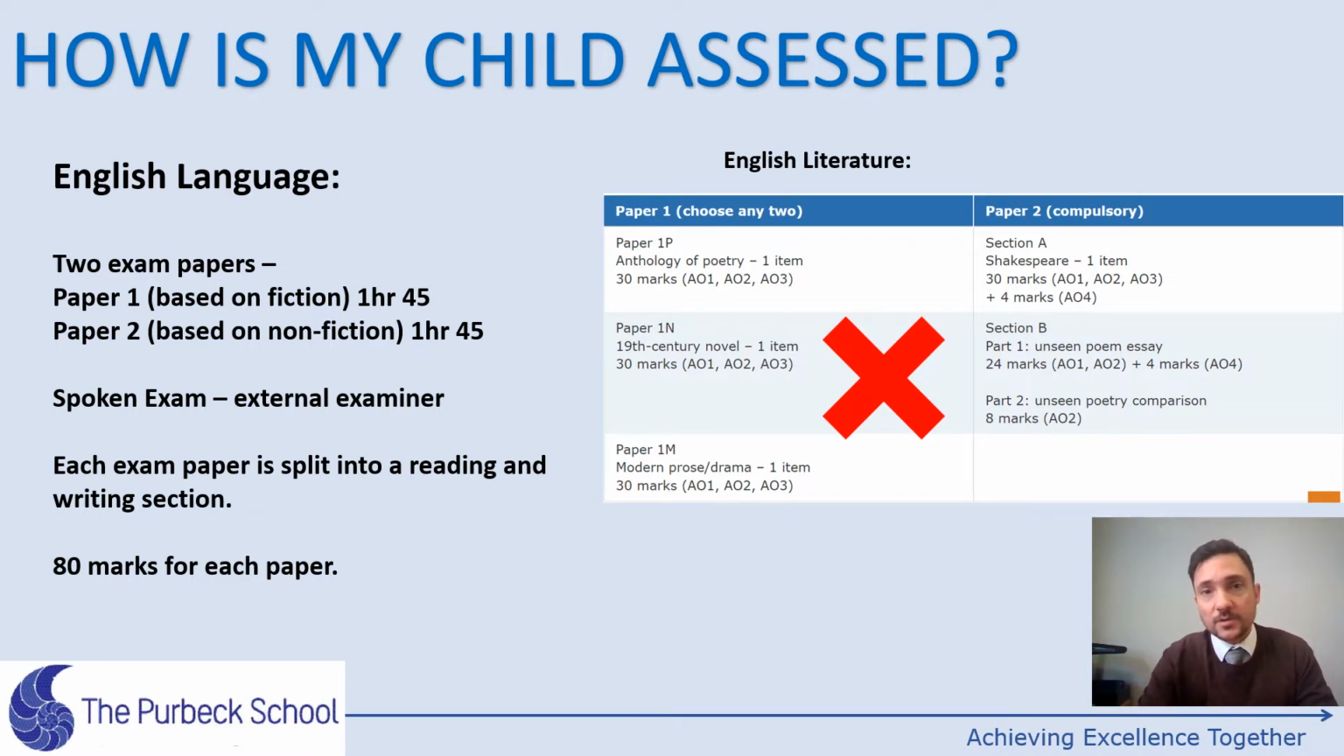For paper 2, which is the compulsory paper, again, it's 2 essays that they're going to be writing. First one is on Shakespeare, so all of our students have either studied Romeo and Juliet or Macbeth, so they will be doing an essay on Romeo and Juliet or Macbeth. Again, we don't know what the question is, but it tends to be either around a character or a theme that they will have studied in school.